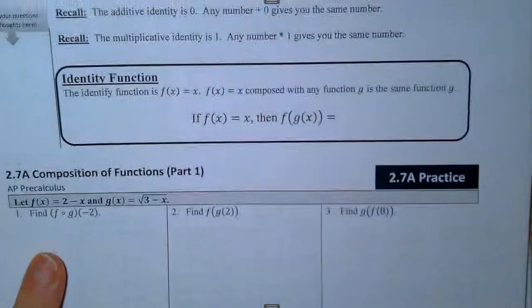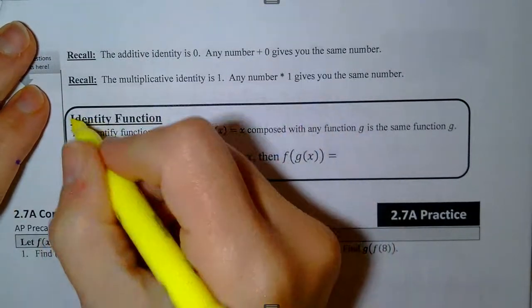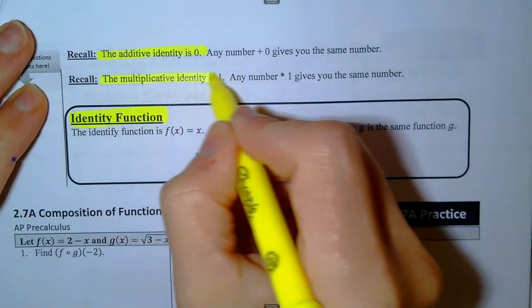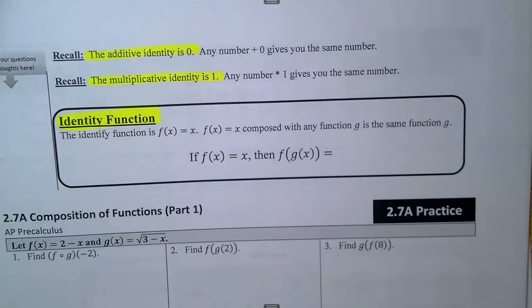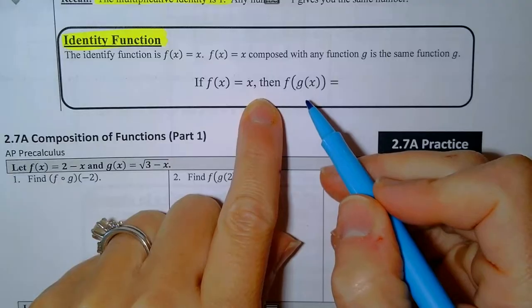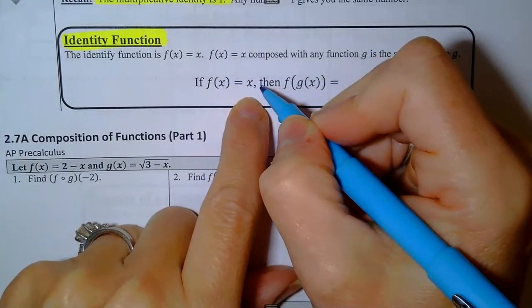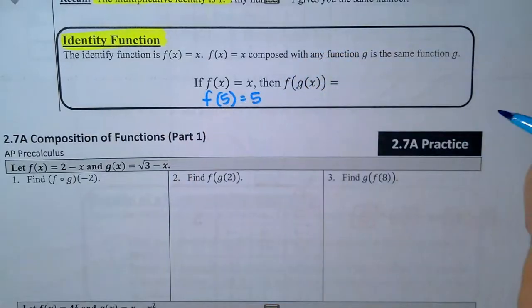This one is kind of just an identity function. So do you remember that the additive identity is 0? So if I add 0 to anything, it's that number. And if I multiply, it's 1. So these composition of functions also have an identity. So what do you think it would be? If f of x equals x, so like f of 5 equals 5, what would this be?